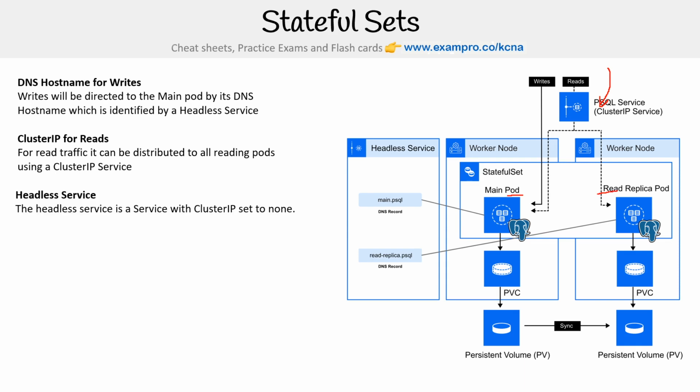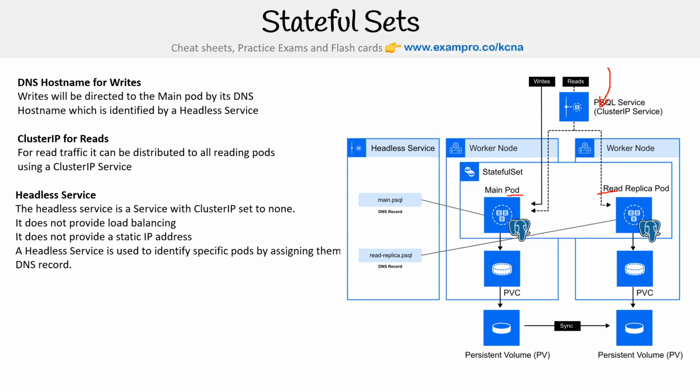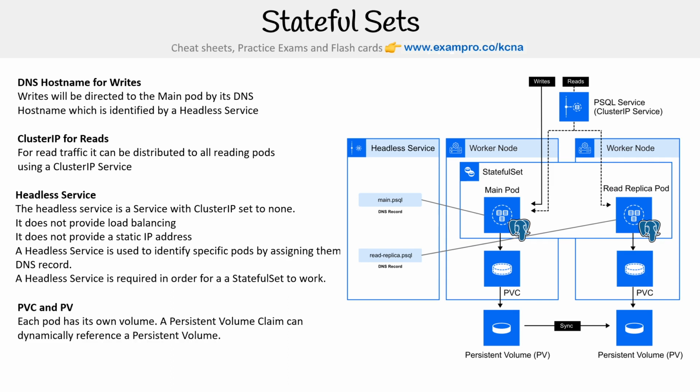Then you have the headless service. The headless service is a service with cluster IP set to none, and it does not provide load balancing. It does not provide a static IP address. A headless service is used to identify specific pods by assigning them DNS records. That's all it does. It gives a nice DNS record so that we can identify what pod to send to. A headless service is required in order for a stateful set to work, and I've said that a few times here. Then we have our PVC and our PV.